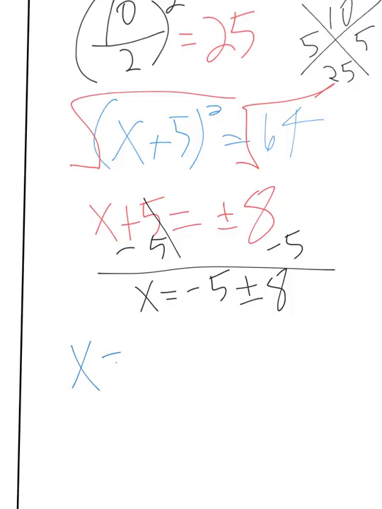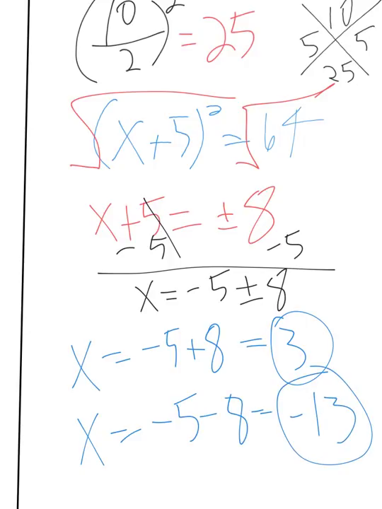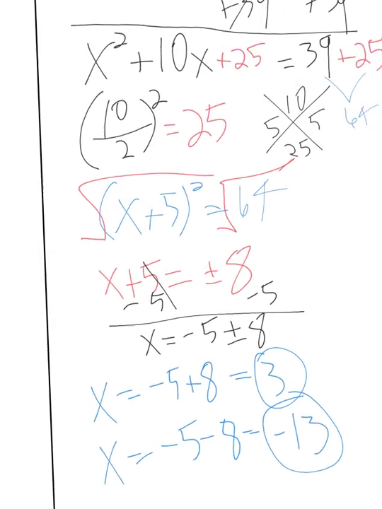When it's something like this, you want to get your two answers. Do x equals negative 5 plus 8. Well, that's 3. And then do x equals negative 5 minus 8. That's going to be negative 13. And those would be our two answers. Okay?